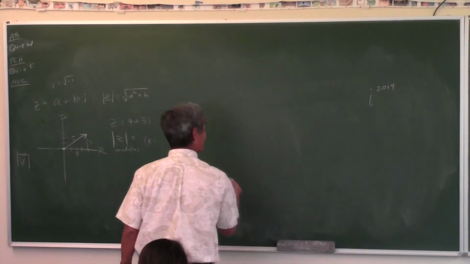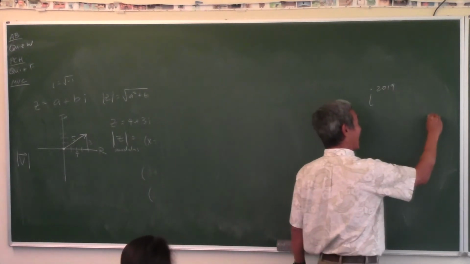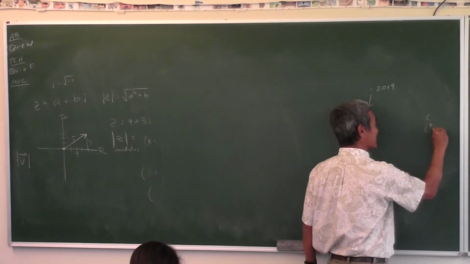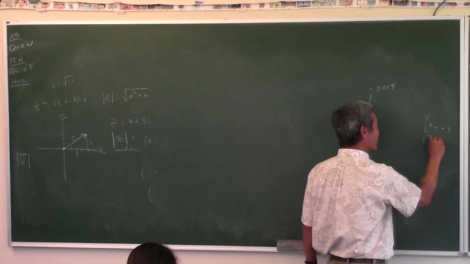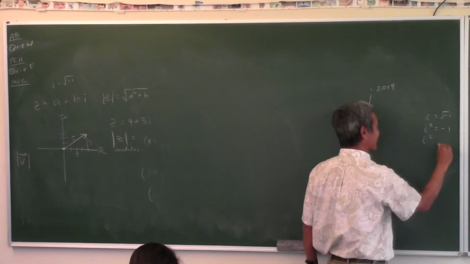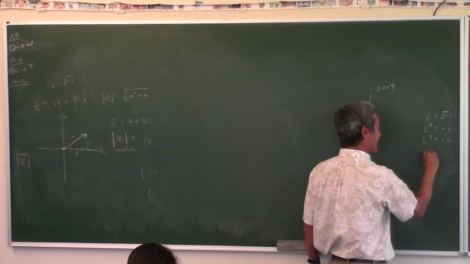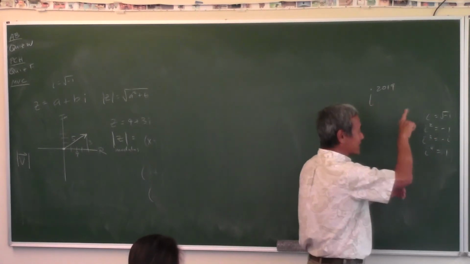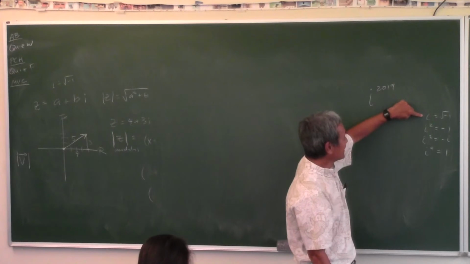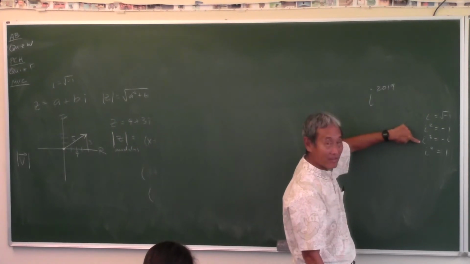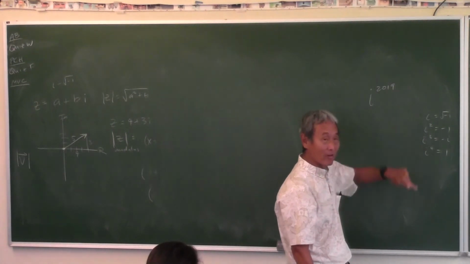Because, okay, this is what you got to know for those of you who forgot. I squared is negative 1. I cubed, this is the square root of negative 1, yeah? I cubed is negative I, I to the 4th is 1, and then it just starts repeating. This is I to the 5th, I to the 6th, I to the 7th, I to the 8th, right? It just repeats every 4.